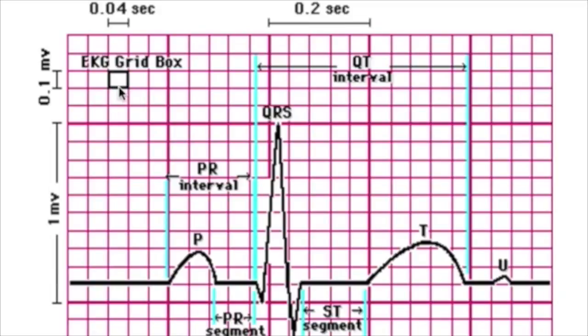So the height of the smallest square is 0.1 millivolt, the amplitude or height. That gives the voltage. So one medium square has 5 of these smallest squares, so it is 0.5 millivolt. So 2 of the medium squares make 1 millivolt, which contains 10 smallest squares.